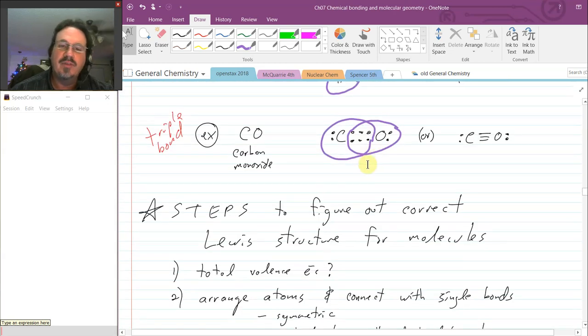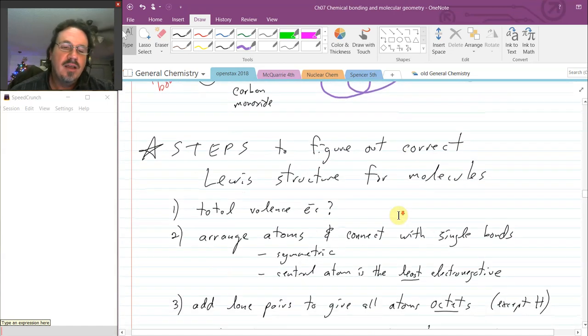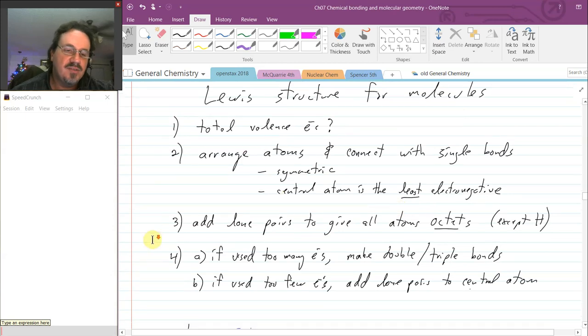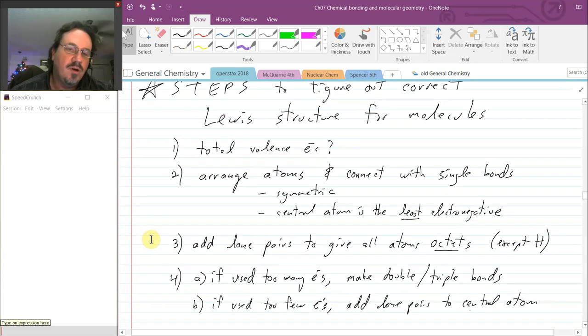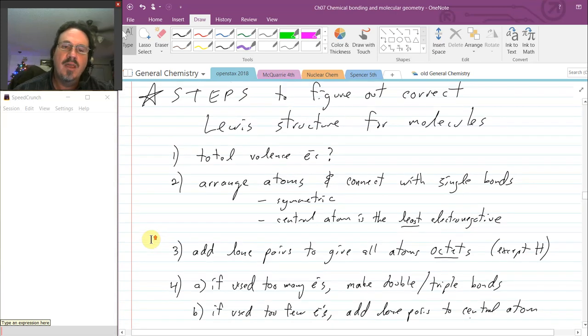How do you get the right number of electrons? How do you figure out whether they're single or double or triple bonds and lone pairs and all that jazz? Alright, this series of steps here, 1 through 4, will lead you to the right structure all the time. They're not too hard to follow, but it does take some practice. All right, so let's go through this, and then I'll do several examples for you. So how do you figure out a Lewis structure like the ones we're just talking about?